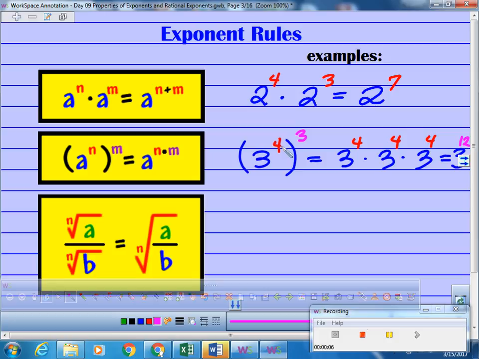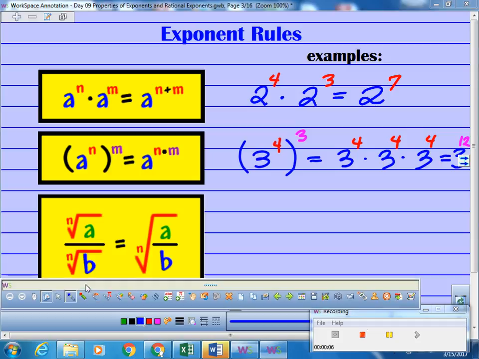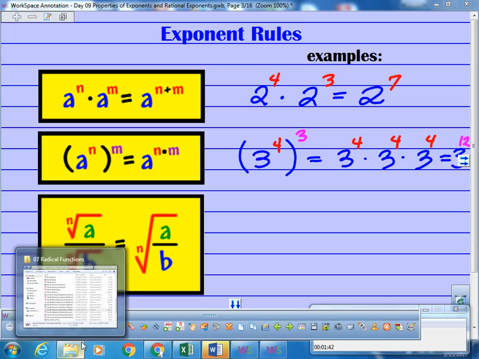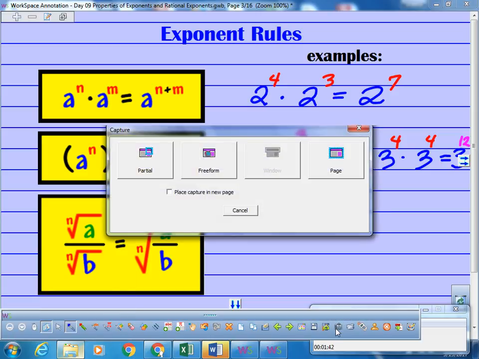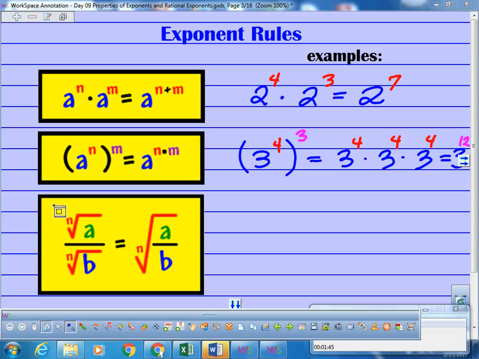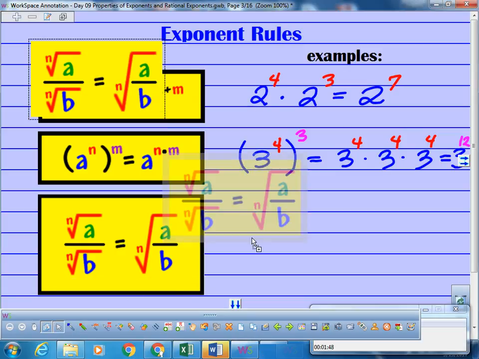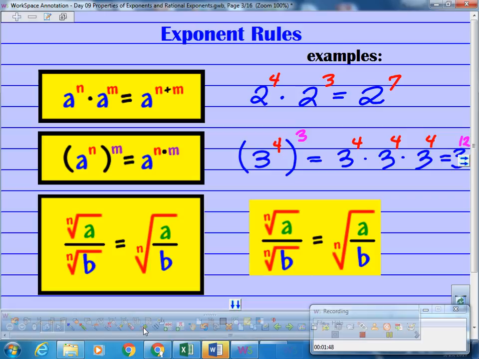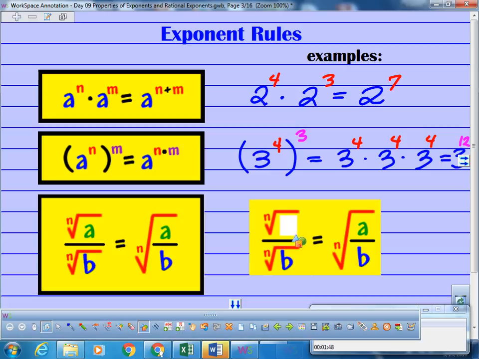Then I've got this one. This one's pretty easy. I don't want to change all of this. I don't want to go this fast. So, I'm going to take a picture of it, because I'm being lazy. Take a picture of it, because it's a lot to write, right? How do you like that?